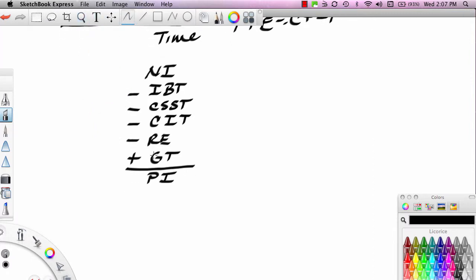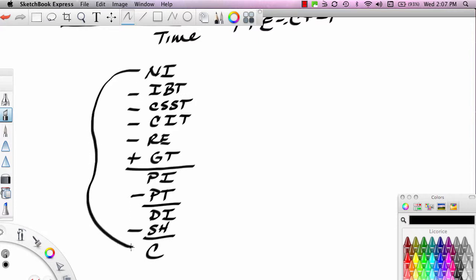And then if we subtract from personal income personal taxes, we get disposable income. Disposable income is what households have to spend or save. And then if we subtract from disposable income saving by households, what do we get? We get C. So we can go all the way down from national income to C, and we ought to be able to do that. So this number will turn out to be 800.